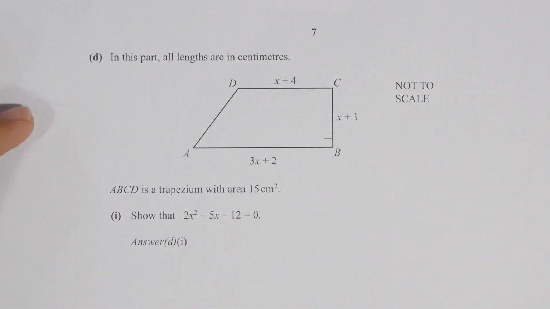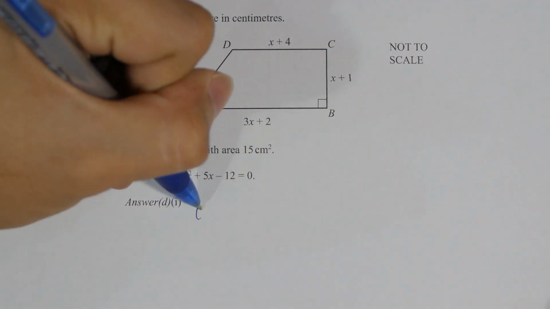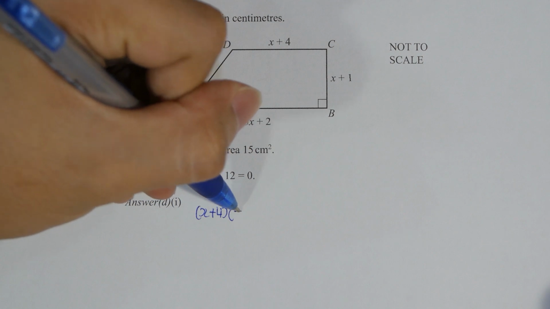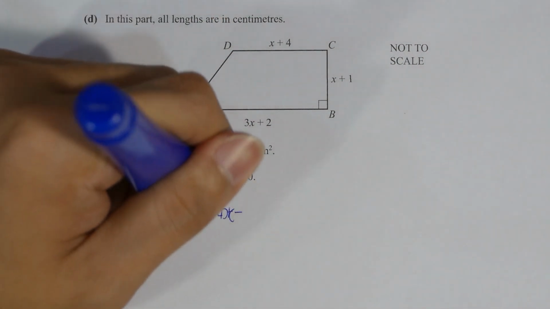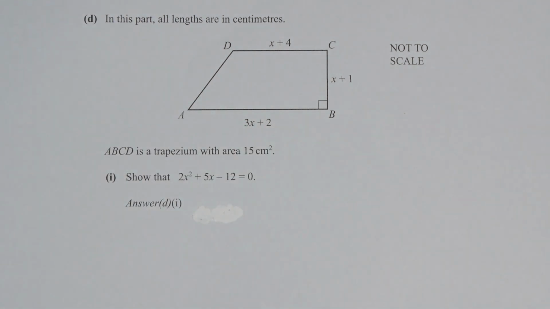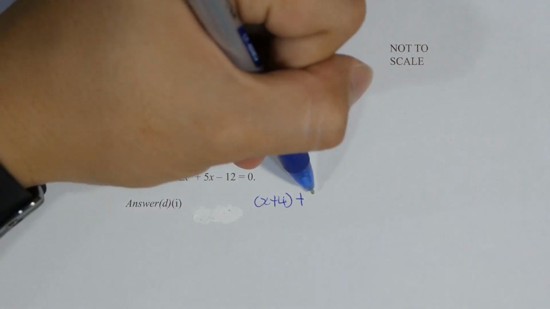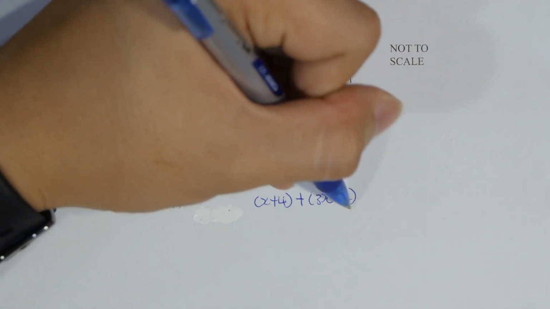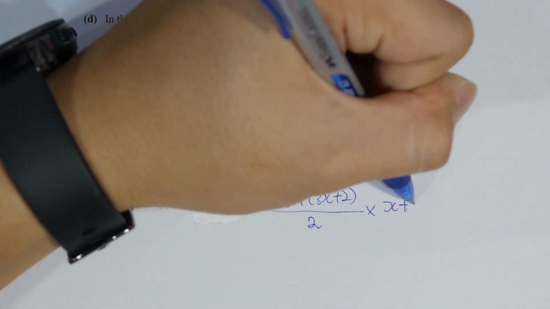For part D, ABCD is a trapezium with an area of 15 cm squared. Take DC plus AB divided by 2 multiplied by the height, which is AC in our case. Change their denominators into the same, then you will get 2x squared plus 5x minus 12 equals 0 as the answer.